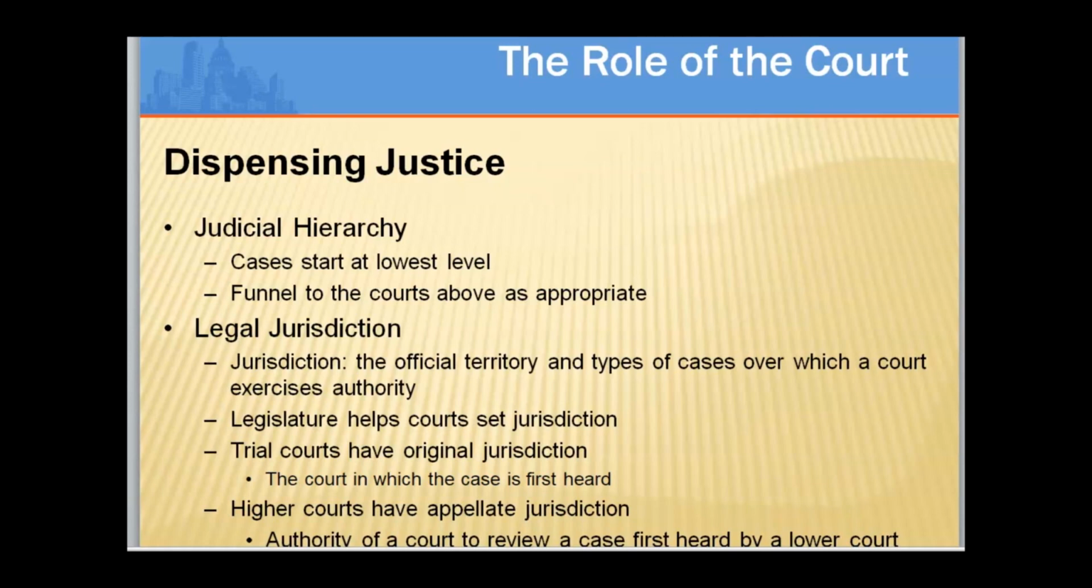Dispensing justice. Post-Reconstruction Texans had a strong distrust of central government, and so created a court system with several levels that made it easier to appeal. Today, Texas has more courts than any other state. The Texas court system is hierarchical from the bottom up. This means cases start at the lowest level and funnel up through courts as appropriate. This allows higher courts to review or check for bad decisions or incorrect rulings at lower level courts.